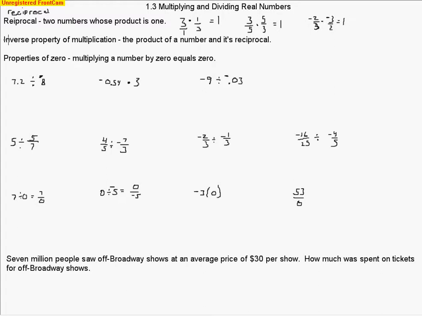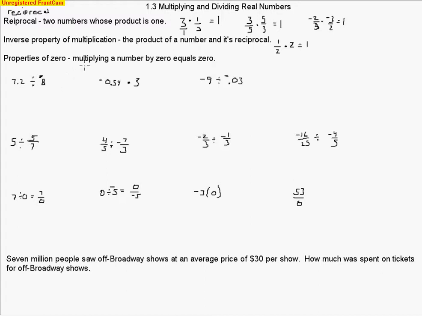Well, the inverse property of multiplication uses the reciprocal. And so it says the product of a number and its reciprocal. So let's see what happens. If I take a number like 1/2, I multiply it by 2, by its reciprocal, that'll give me 1. So that's what the inverse property of multiplication is. We use it when we are trying to deal with some fractions. If I want to cancel two numbers out and make 1, that's when I use that.